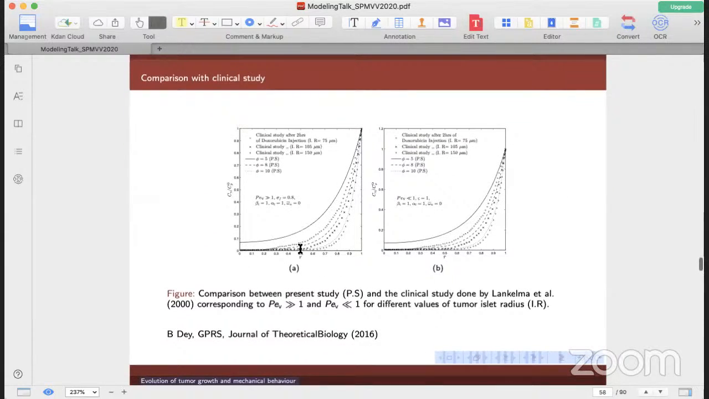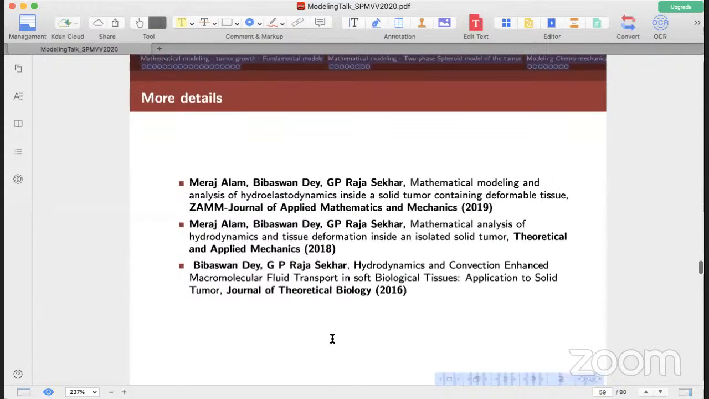And this is some comparison with the clinical study that we have done. Those who are interested can see it in this journal. So these are some of our works. Those who are interested, they can see. Thank you.